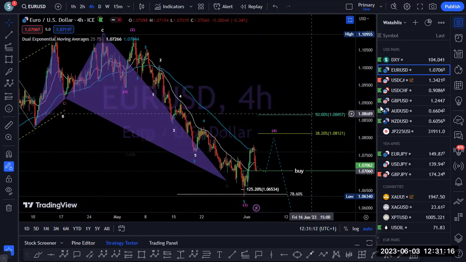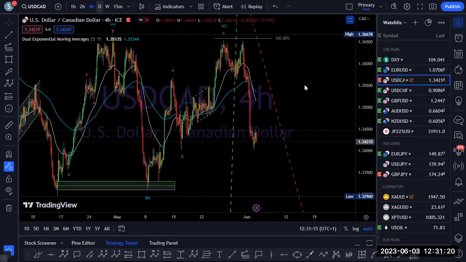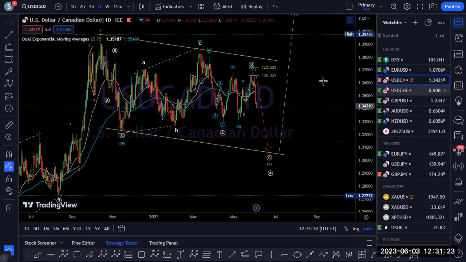USD CAD. Let me go to daily on USD CAD. Remember, 2 weeks ago, I told you that this is possible. From what we saw last week, it's almost obvious that we get this drop. So I'm selling it already and I haven't closed the sale.